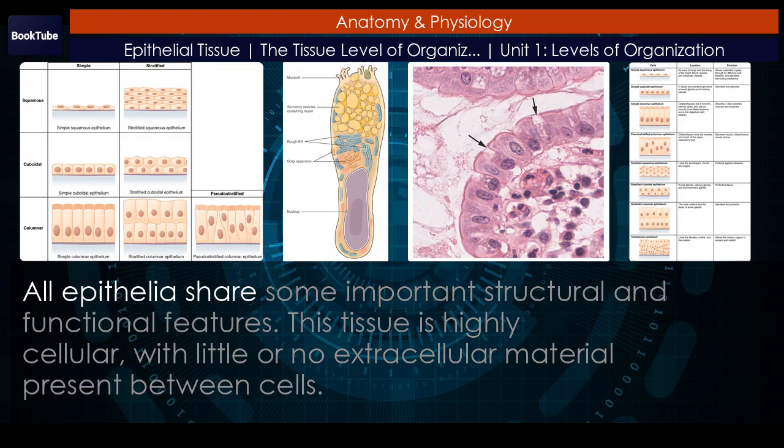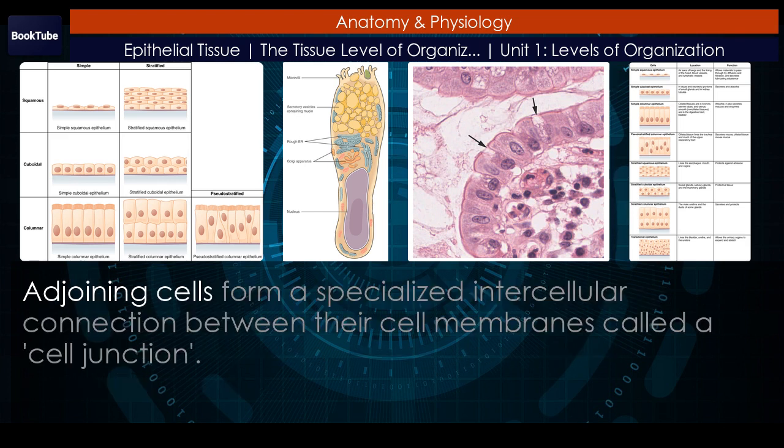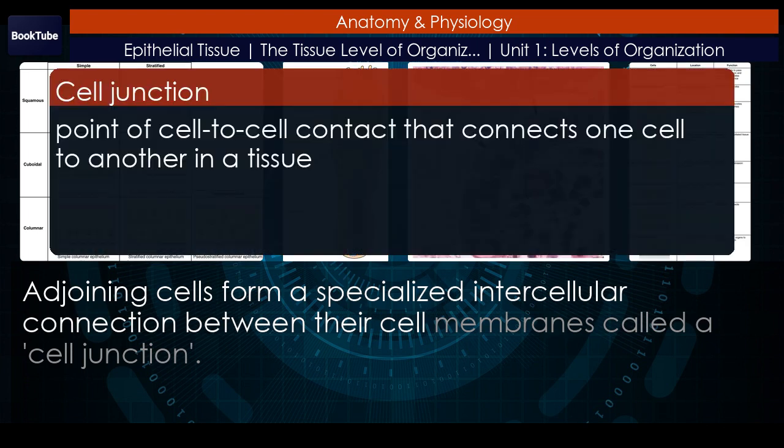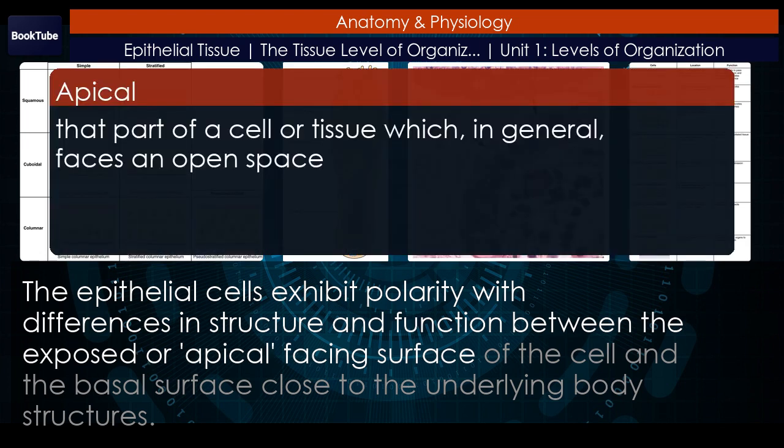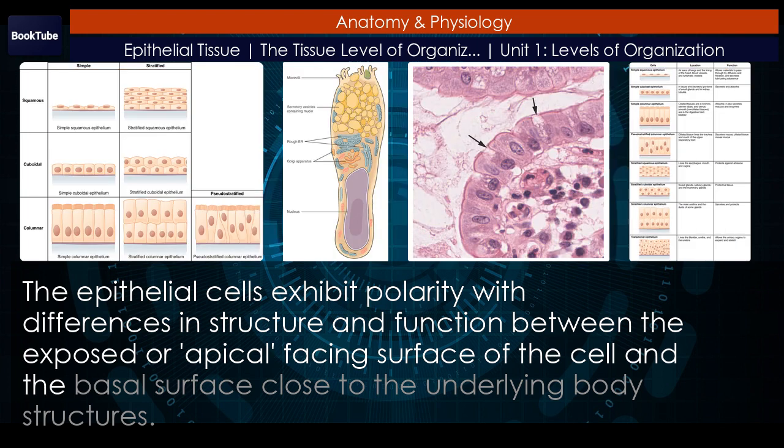All epithelia share some important structural and functional features. This tissue is highly cellular, with little or no extracellular material present between cells. Adjoining cells form a specialized intercellular connection between their cell membranes called a cell junction. The epithelial cells exhibit polarity, with differences in structure and function between the exposed or apical facing surface of the cell and the basal surface close to the underlying body structures.